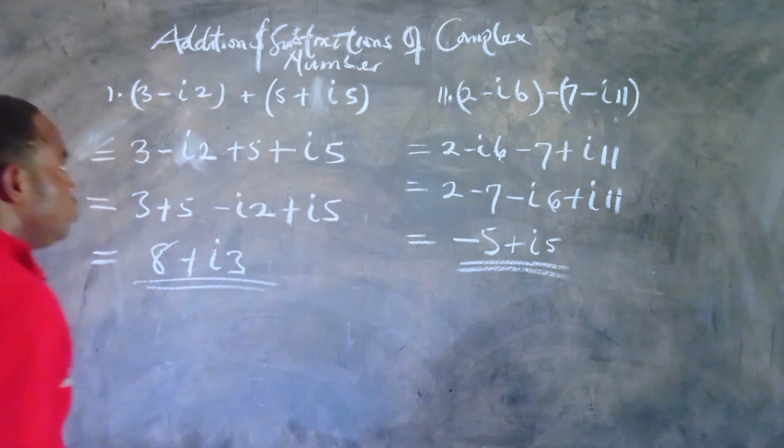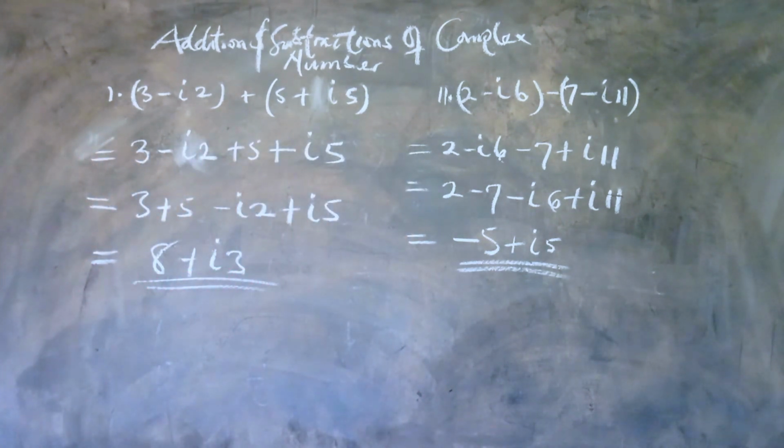So remember, complex numbers are usually written in the form a plus ib, right? And that is the form we are trying to leave our answer.